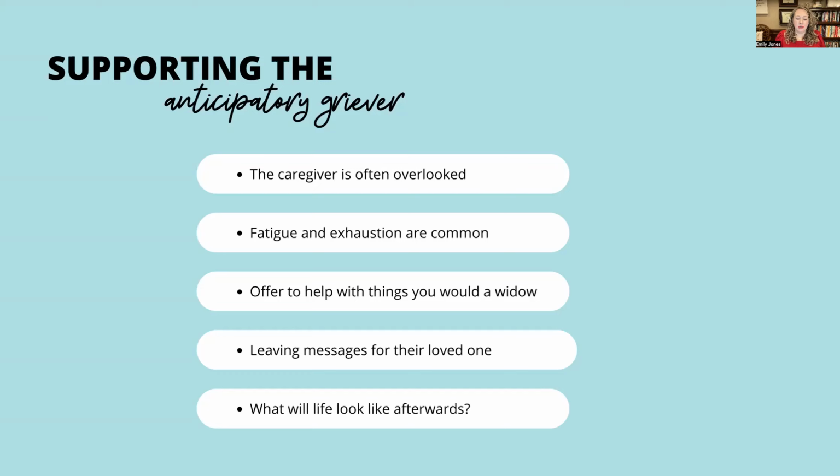All right, so some additional things to consider for longer term support or for some unique challenges. We talked very briefly about the person who's an anticipatory griever. So the person whose spouse received a terminal diagnosis, but they're still here. And one of the biggest things that I hear from these folks is, when they're the caregiver, they're often overlooked. And of course, this isn't malicious, right?